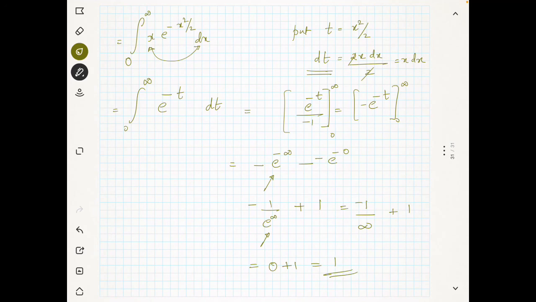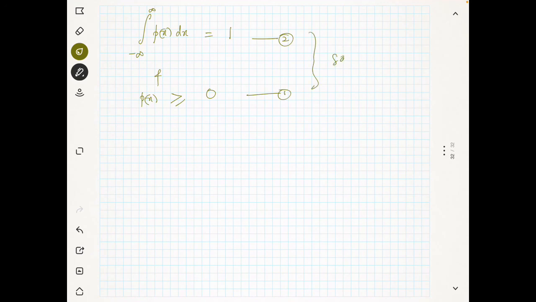That means you have got integral p of x dx, integrating from minus infinity to infinity, that is equal to 1, and your p of x is greater than or equal to 0. So this is the second condition and this is the first condition, both are satisfied. So your p of x is a PDF, that means probability density function, that means fx of x.